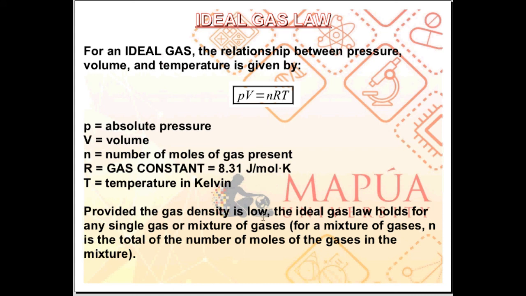Provided that the gas density is low, the ideal gas law holds for any single gas or mixture. For a mixture of gases, n, the number of moles, is equal to the total number of moles of the gases present in the mixture. So if the mixture is comprised of two gases, gas 1 and gas 2, and the densities of the gases are low enough, we can apply the ideal gas law. n will be equal to n of gas 1 plus n of gas 2, and so on.